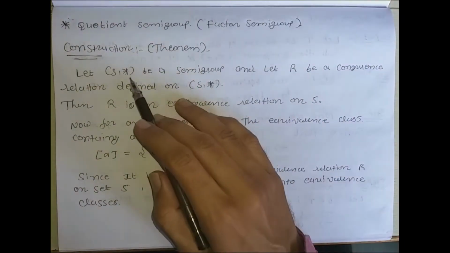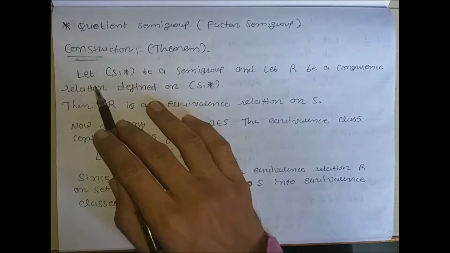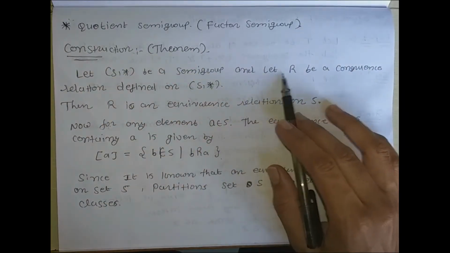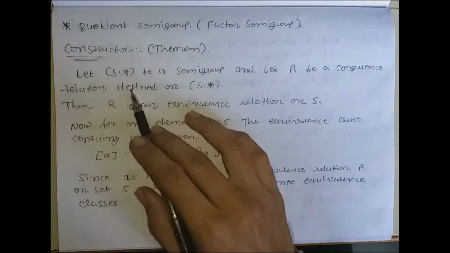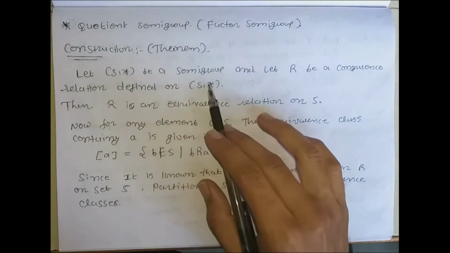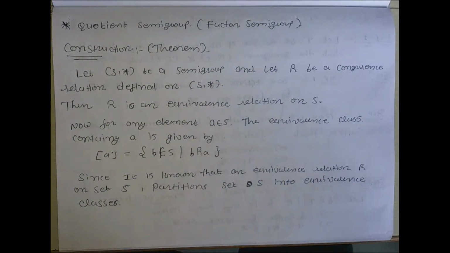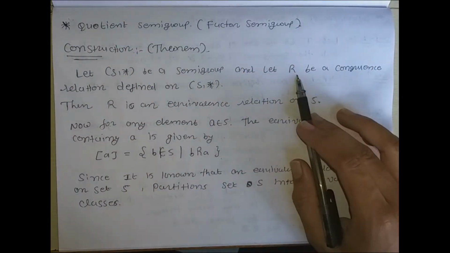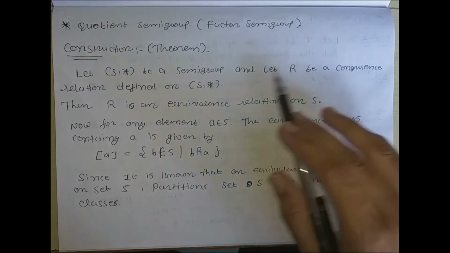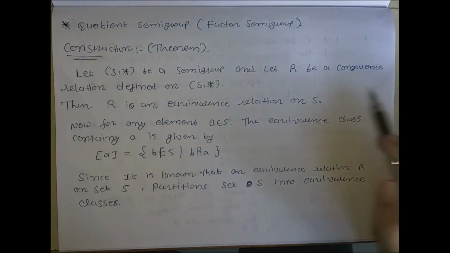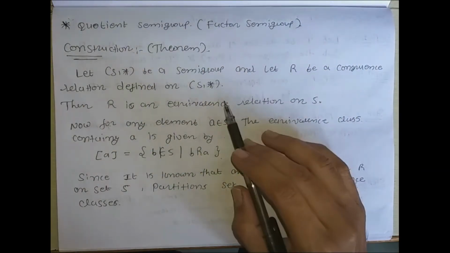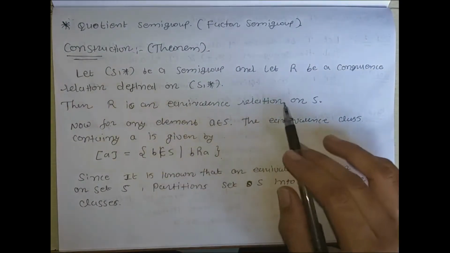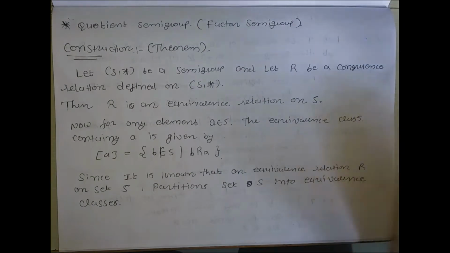The theorem is: let S star be a semigroup and let R be a congruence relation defined on S star. We are given one semigroup and a congruence relation R on that semigroup. Now every congruence relation is an equivalence relation, so here R is an equivalence relation on the semigroup S.